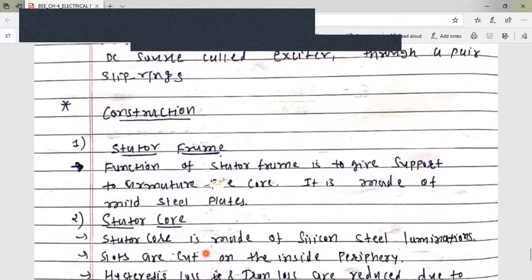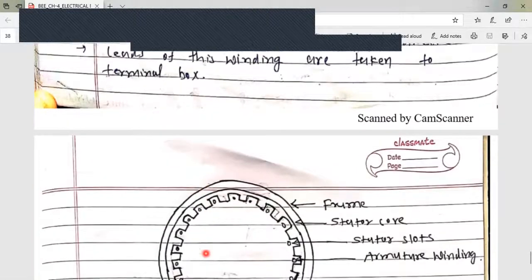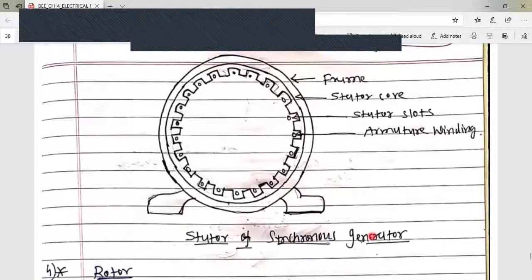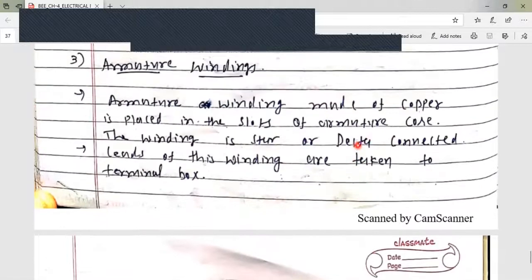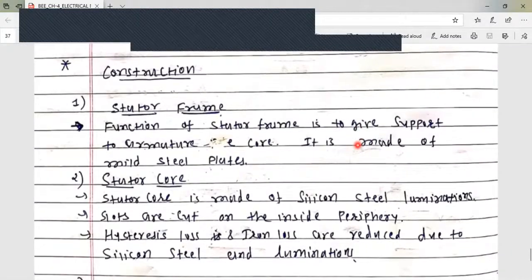Here in the construction, this is the stator of a synchronous generator. See here, the outer side is the frame. It is to support the stator core, and these are the stator slots. In these stator slots, the armature winding is placed. Now we will discuss in detail the stator of the synchronous generator. So this is the construction of a synchronous generator.